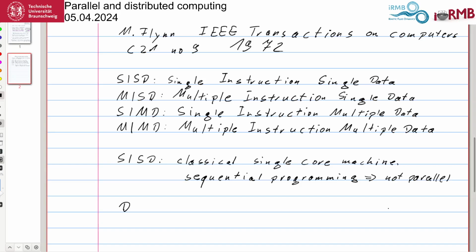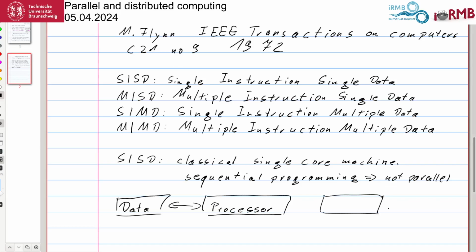So we have data, which of course will be somewhere in the memory. Then there is a processor, and this processor interacts with the data, and then there is a program.